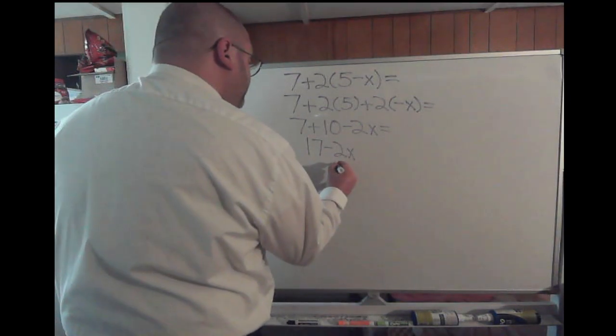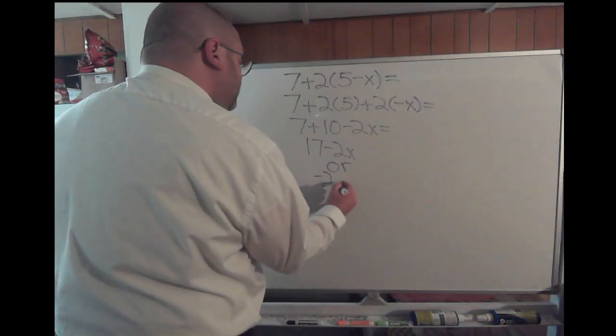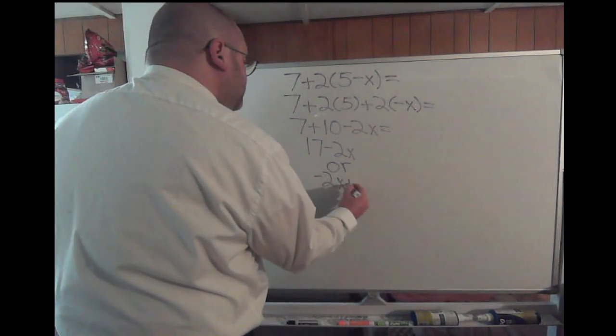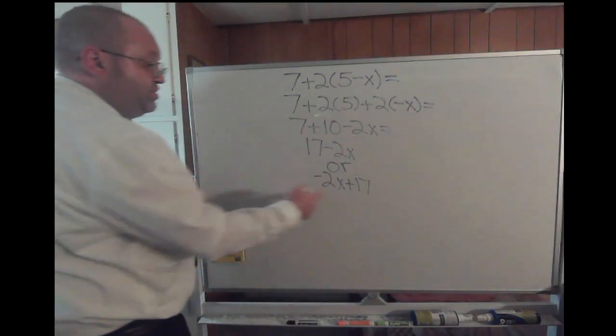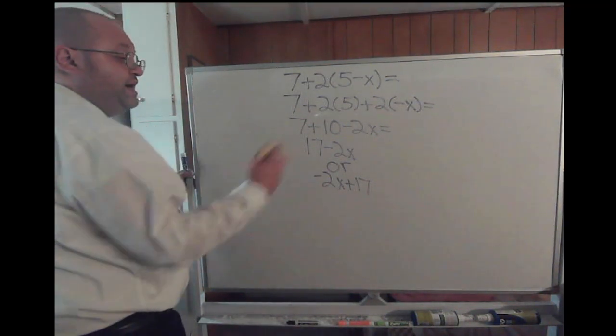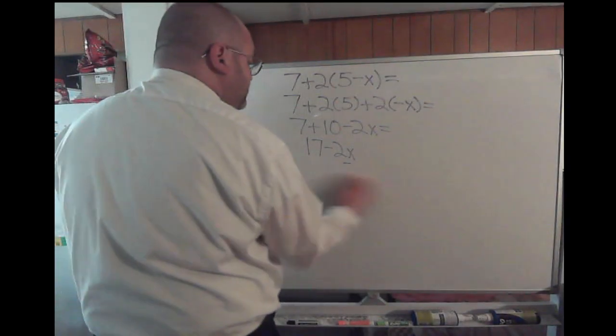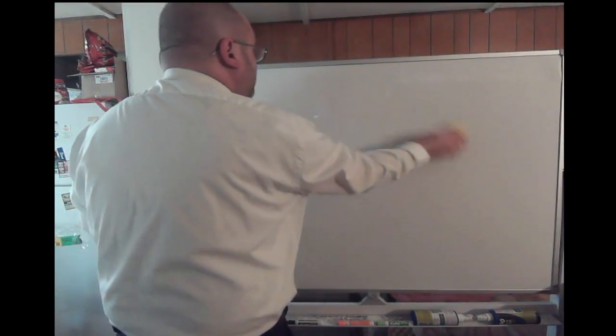Or you could also write it as negative 2x plus 17. If you're real gung-ho on the variable coming first, it's negative 2x plus 17. So you could write it either way. Just go by what your teacher wants, however they prefer it. As for me, I'm not picky.